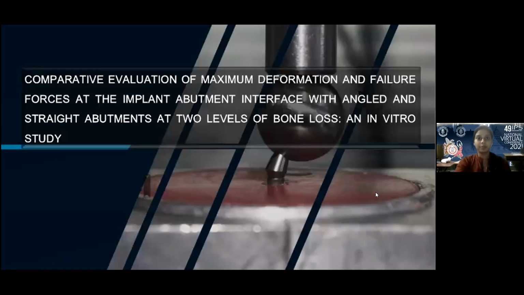The topic for my presentation today is comparative evaluation of maximum deformation and failure forces at the implant abutment interface with angled and straight abutments at 2 levels of bone loss: an in vitro study.